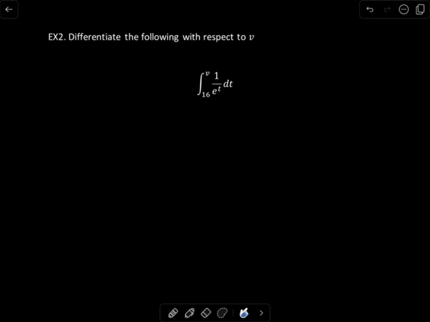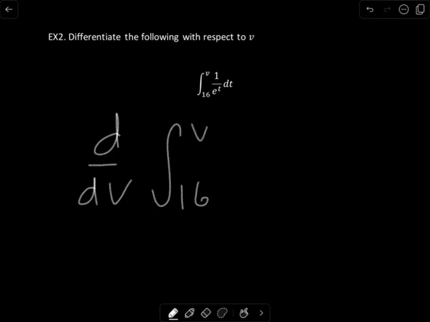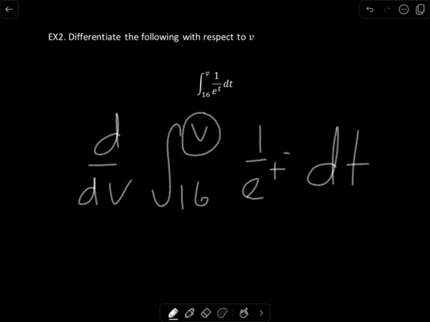Exercise 2, again, differentiate the following with respect to v. Okay, let's do this. This is super easy. We just need to differentiate that integral with respect to v, which is the variable in the upper limit. My dummy variable in this case is t. Super easy, apply FTC part 1. I'm just going to take v and replace t wherever I see it.